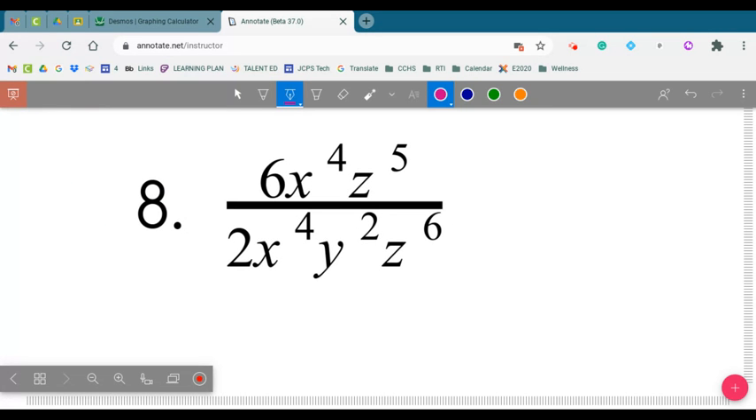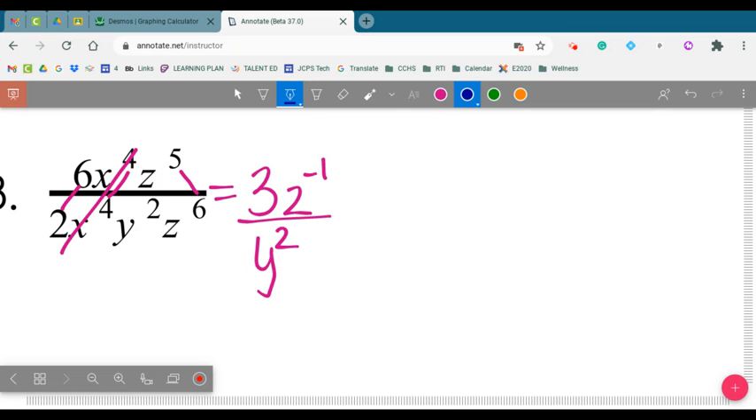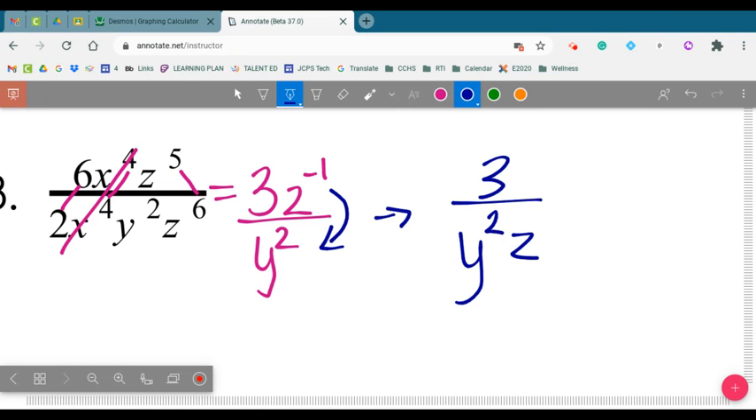Okay, next one. 6 divided by 2 is 3. For x, 4 minus 4 is 0, so that cancels. For y, it's just going to stay on the bottom. And then for z, 5 minus 6 is negative 1. So the only thing that needs to change is this z needs to go to the bottom. So 3 stays on top, and I get y to the second, z to the first. And that is my answer.